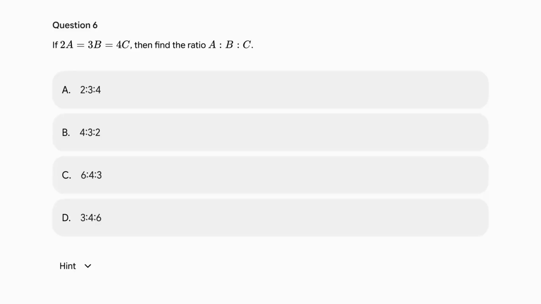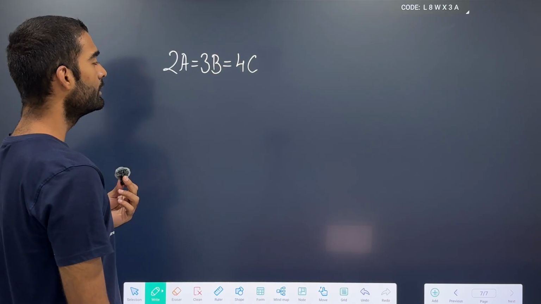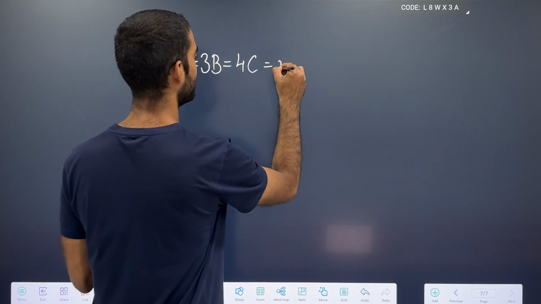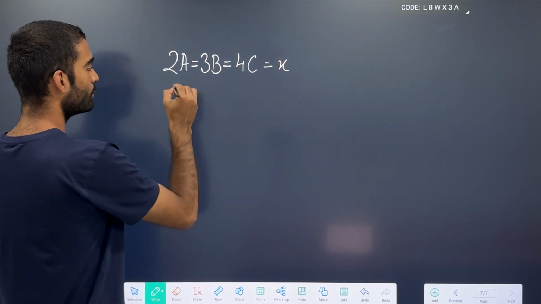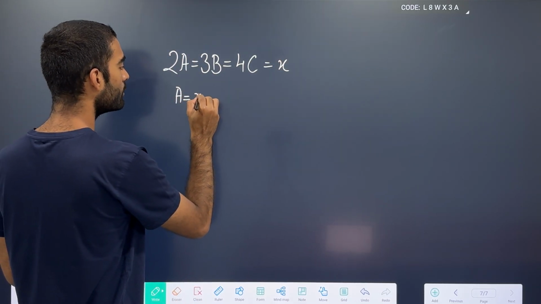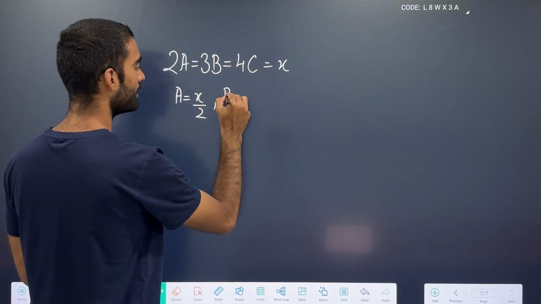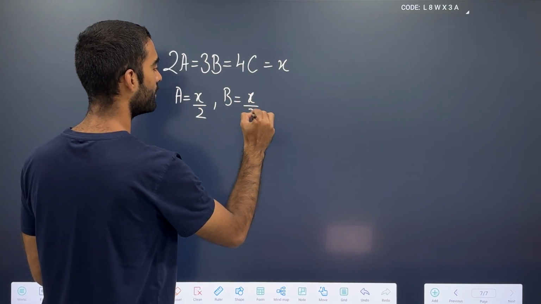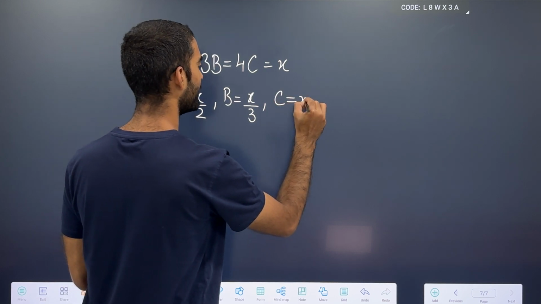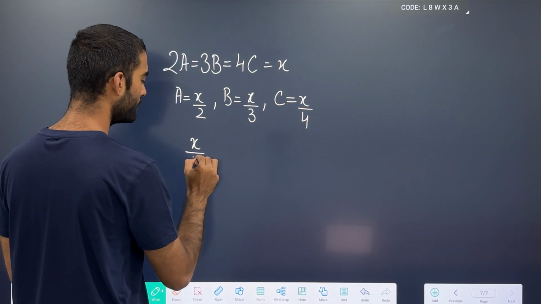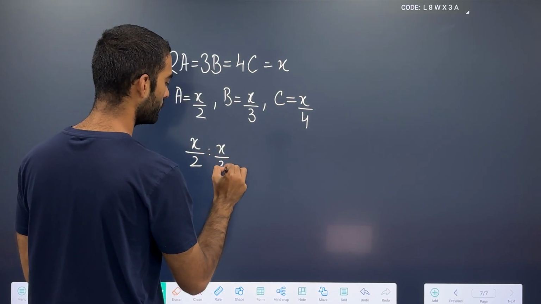If 2A is equal to 3B is equal to 4C, then find the ratio of A to B to C. So there are two ways to solve this problem. First of all, let's assume that this is x. So A becomes x by 2. Just taking these two, B becomes x by 3. And similarly, C becomes x by 4. The ratio of A to B to C is nothing but x by 2 is to x by 3 is to x by 4.